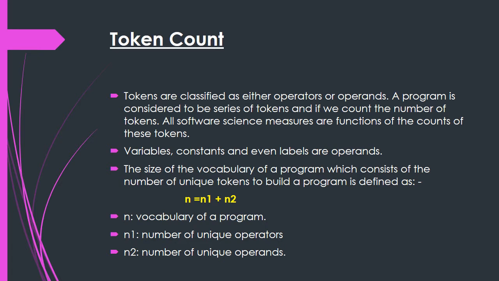When we talk about the size of the vocabulary of a program, that means the overall size of a program, it consists of a number of unique tokens used to build the program, that is n equal to n1 plus n2. Here n means the overall size of a program, that is the vocabulary of a program, n1 is the number of unique operators, like plus, minus, and n2 is the number of unique operands. Operands means a, b, any variable, any constant. So the vocabulary of a program consists of all the operands and all the operators present inside a source program or computer program.